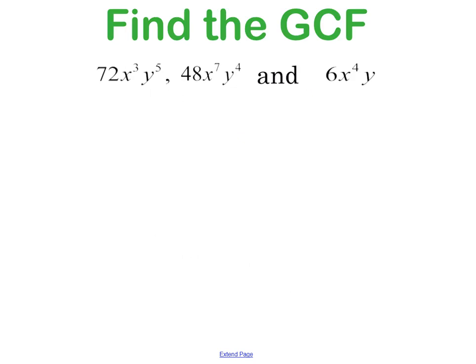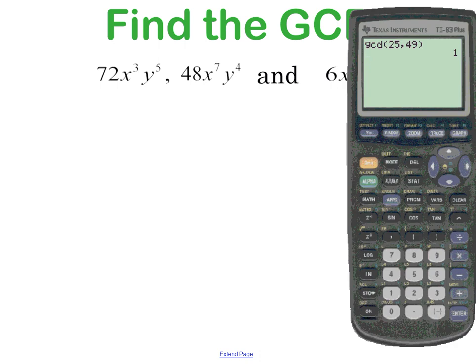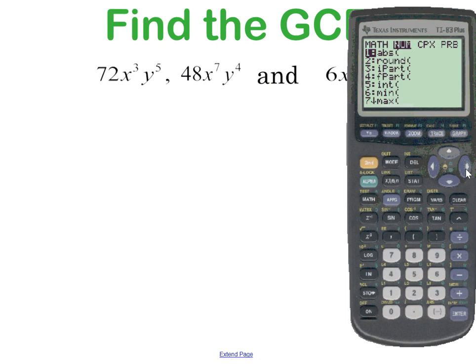So we can find the GCF between three things by simply doing the numbers first again. So we have 72 and 48. That's going to be our first GCD we do. We say math, over to num, press enter, 72, comma, 48. Our GCD there is 24.